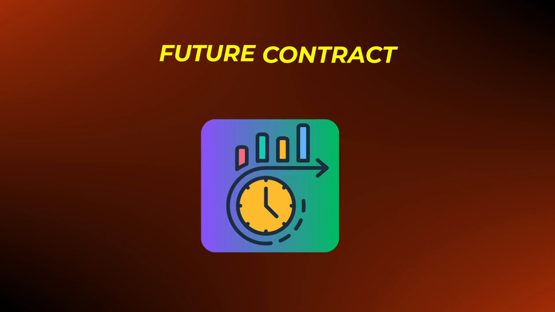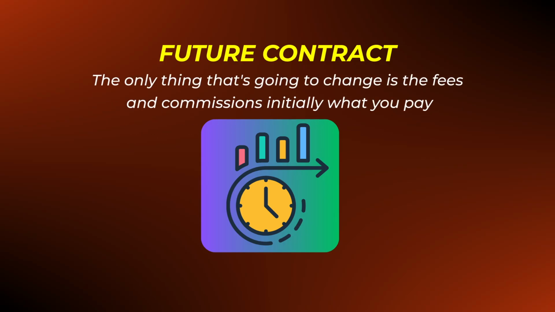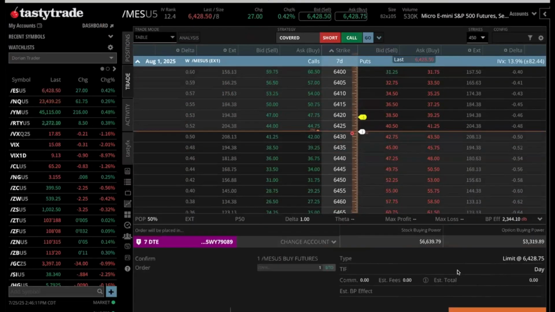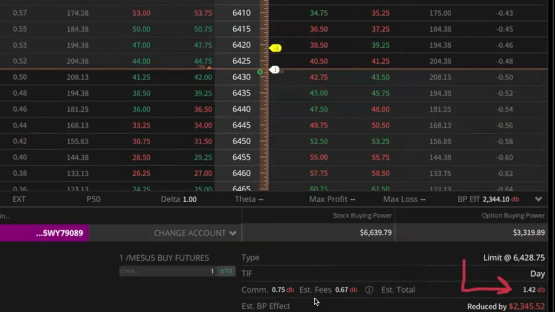But when you're doing the futures contract, the only thing that's going to change is the fees and commissions initially, what you pay. So for example, if I jump over here and buy this futures contract, you'll see here that it's not asking for $60,000 or anything such as that. The only thing I need to have is these fees, the fees of 67 cents, commissions of 75 cents, and then the buying power. This is how much I need to be able to put this trade on.